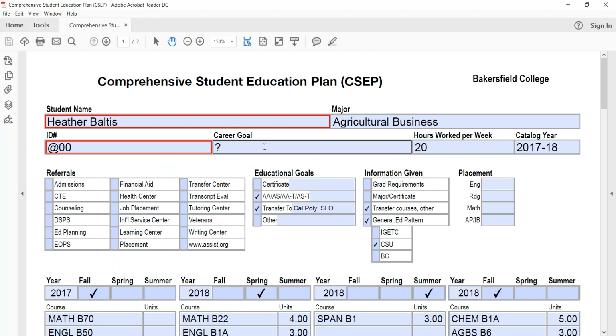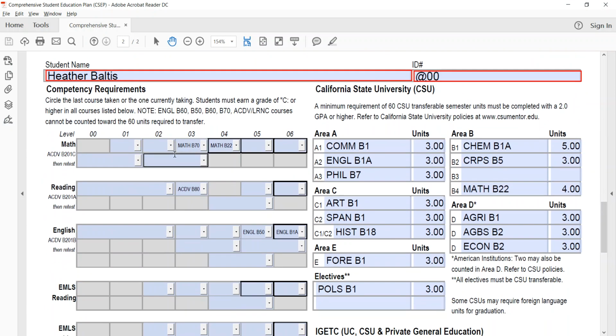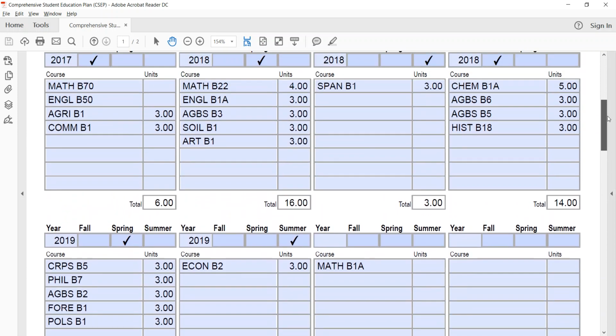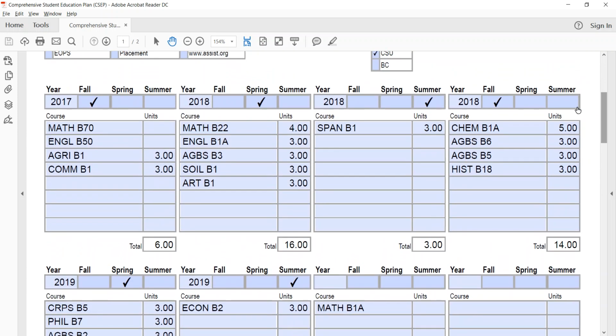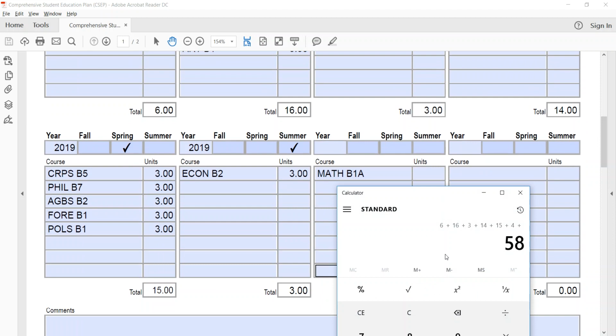What I'm going to do is I'm going to look through your student ed plan. What I'm looking for is your name and your @ number. I'm then going to be looking for your placement scores and making sure that you filled out these CSU or IGETC pattern correctly. And then I'm going to come up here and look at your semester by semester plan to see if you have everything up here correctly, and making sure that you have those prerequisites before you take certain classes. The next thing I'm going to do, which we need to figure out, is to see if you have 60 units.